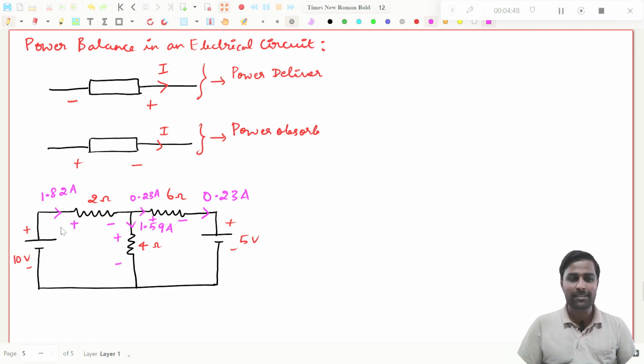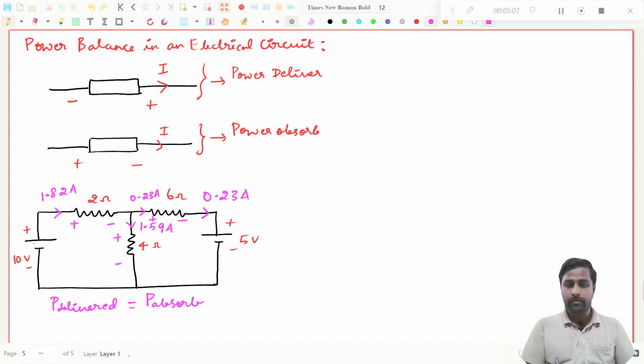So only this 10 volt source is delivering power. If you take any electrical network, I will write here, power delivered should be equal to power absorbed. That should be very interesting, right? So now what I will do, only the 10 volt source is delivering power, right? So power by the 10 volt source we need to find.